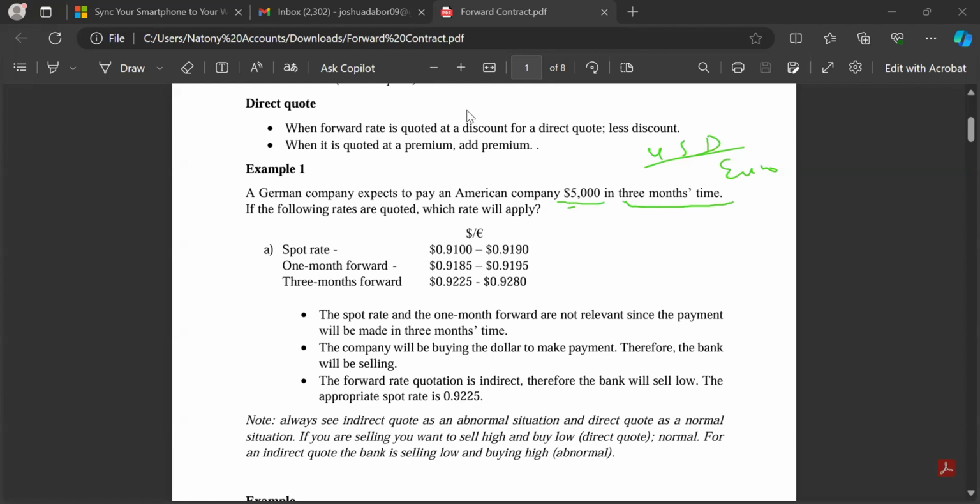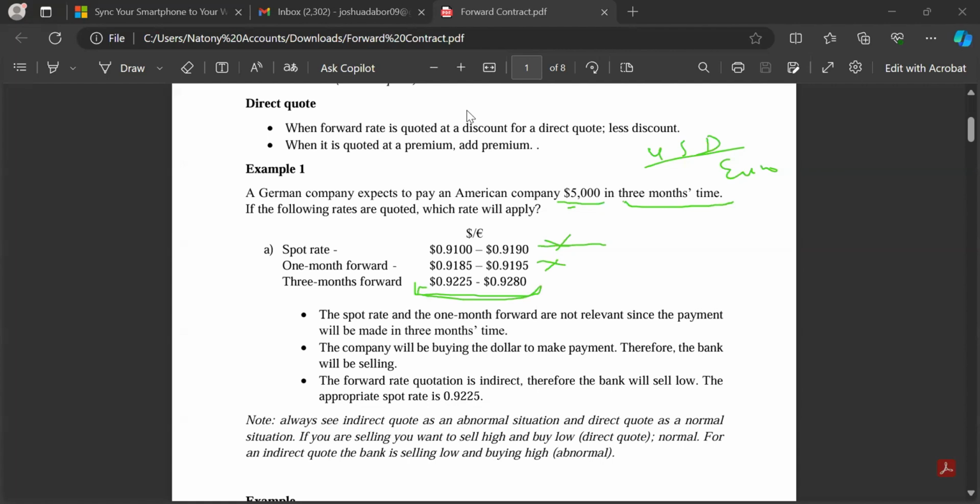The first is the spot rate. The spot rate is the rate for immediate settlement, so that will not apply. A 1 month forward will not apply because the payment will be made in 3 months' time. Therefore, the 3 months forward will apply.